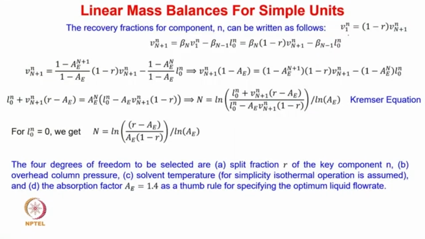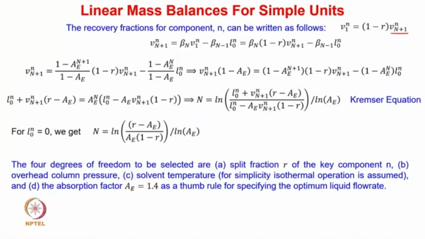Now again, let's look at it. Remember, what is the input? The input to the absorption unit is Vn plus 1, isn't it? So the molar flow rate of the key component, now we have put the superscript n here. So here superscript n basically represents the key component. So far we had omitted that, now we have started putting it as a superscript, just to illustrate that it is with respect to the key component.